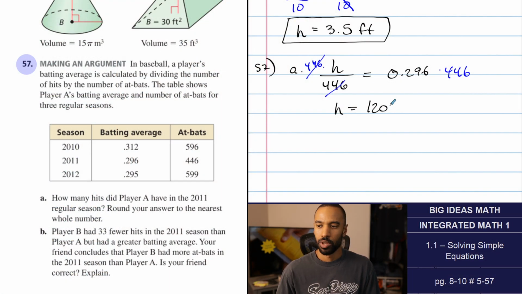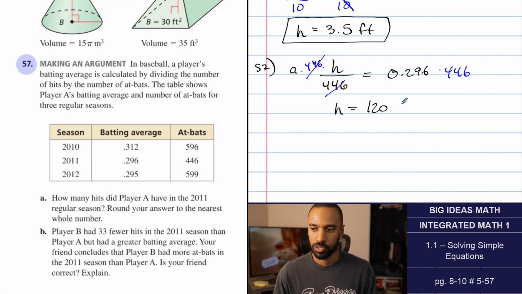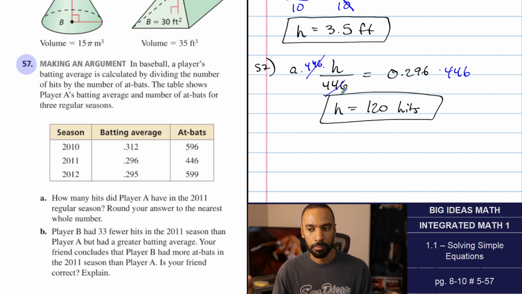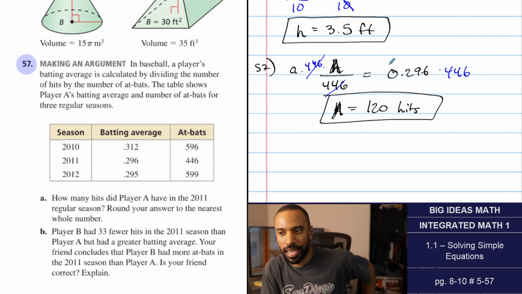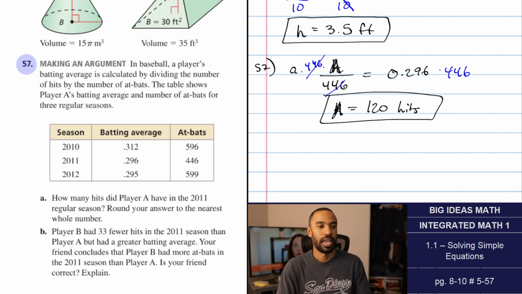So player A had 120. And it's not roughly equal to, but 120 hits. Well, it's player A, but I put H. Maybe I should be putting A. See, it's not roughly 120 hits. It's your batting average that is roughly 296. If I go back in here and do 120 divided by 446, this is what the true batting average computes to. Oh, did I do something wrong?